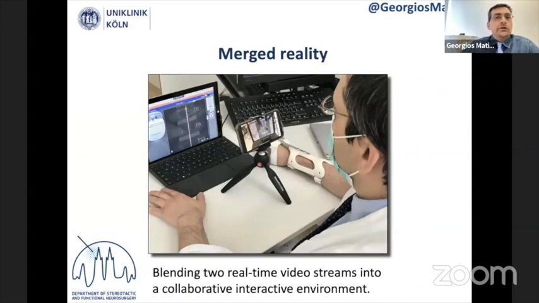The future could also be this merged reality. Merged reality means blending two real-time video streams into a collaborative, interactive environment. An example, this is me. I had an accident 1 year ago. Imagine I would like to do a reprogramming. I have difficulties. My rep, who is an expert in this field, is in Greece, somewhere on the beach. He can see what I'm seeing, and he can show me on my mobile phone what I should do, how I should program it. It's a big help in some cases, not for all patients.